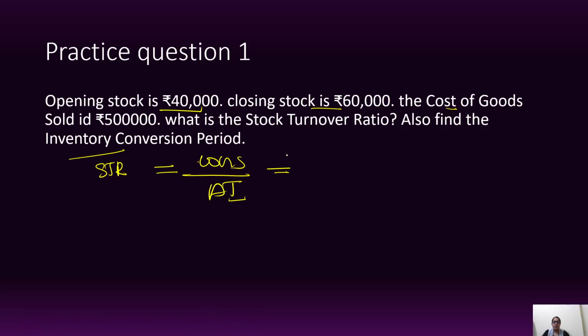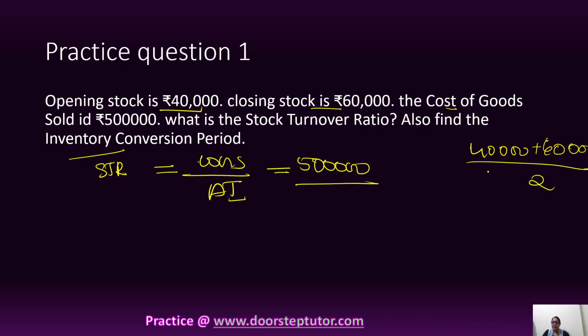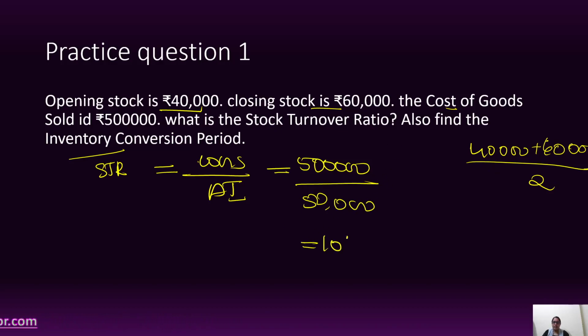Cost of goods sold is equal to 5 lakh. What is average inventory? 40,000 plus 60,000 divided by 2, that would be 1 lakh by 2, that would be 50,000. And it is 10 times.